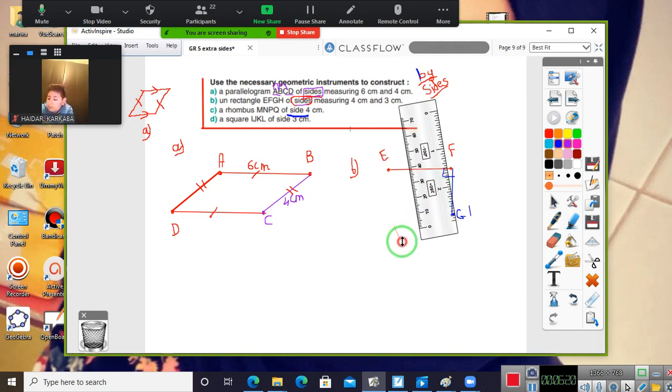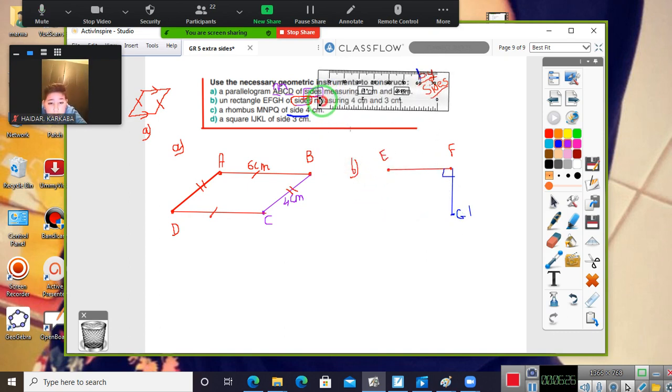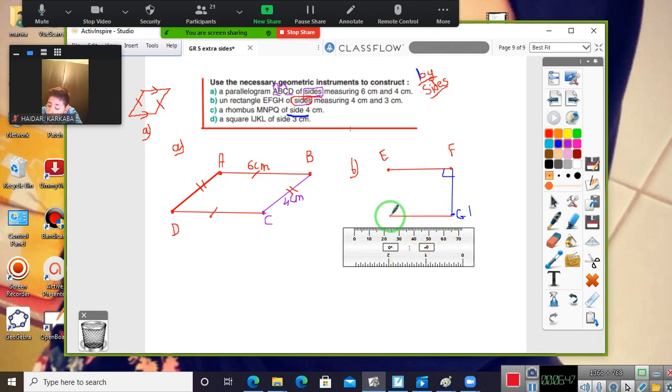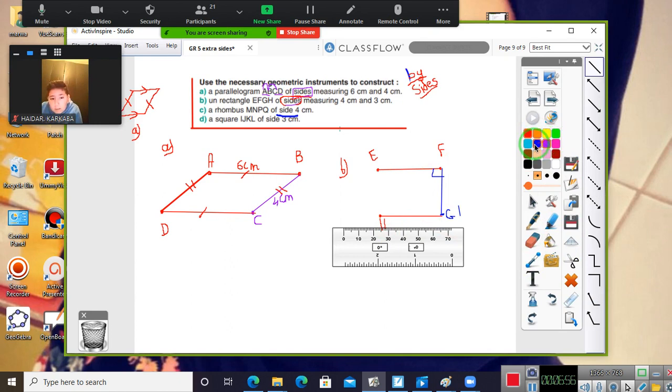I will draw the parallel to EF. The parallel to EF. And should be equal to it. If it's 4, the down is 4. If it's 3, the opposite to 3 is also 3. Since it's a rectangle, opposite sides parallel and equal. So I will draw it now. G, H. And I will draw now the last segment, that is E, H.